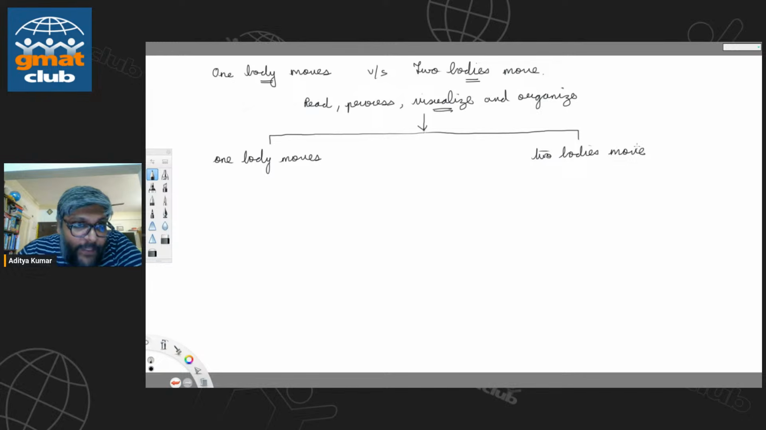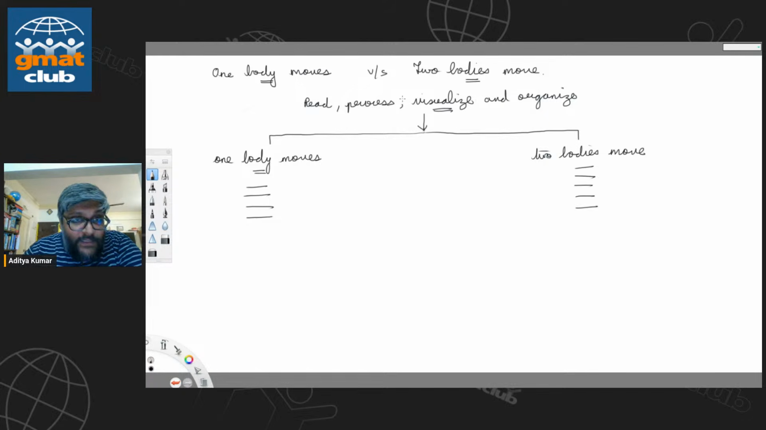If you bifurcate the question like this, you can follow certain structures of what we can do when one body moves and certain structures of what we can do when two bodies move. Okay? So you're going to read, process, and visualize. This is going to be the crux of everything we're going to do today. The first thing we're going to do is read, process, visualize, and organize the information.